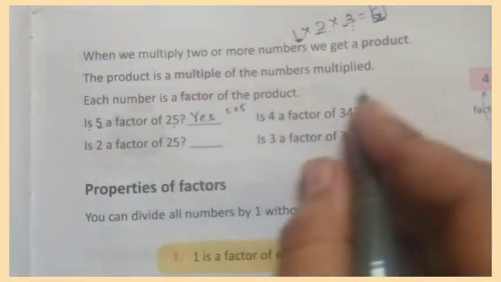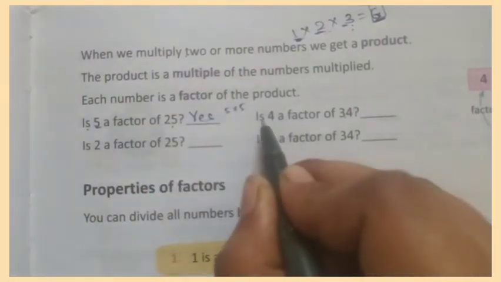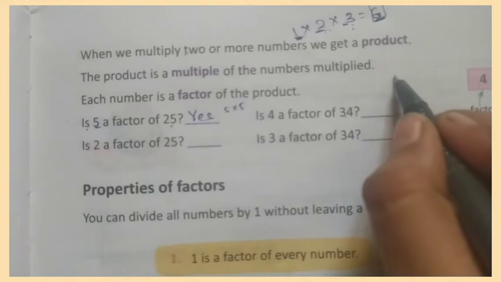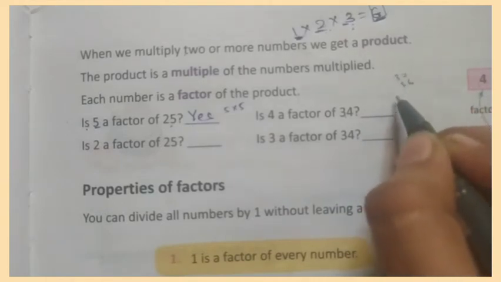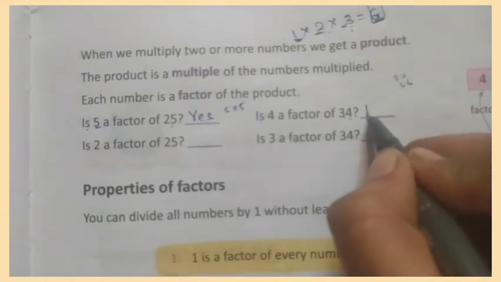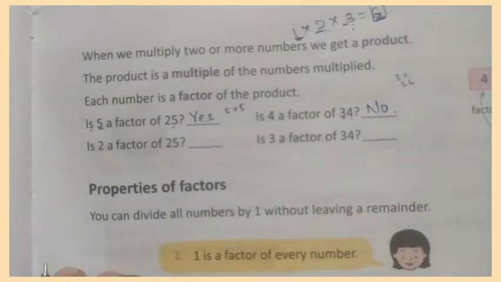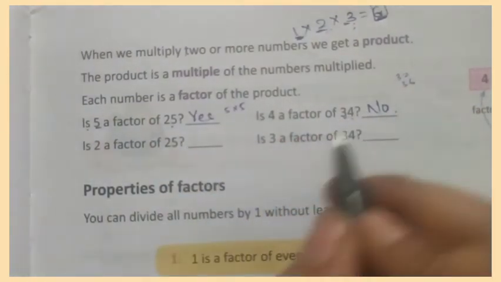Look, 34. Is 4 a factor of 34? 4 fives are 20, 4 sixes are 24, 4 sevens are 28, 4 eights are 32, 4 nines are 36. We will not get 34. So it is not a factor of 34. 4 is not a factor of 34.